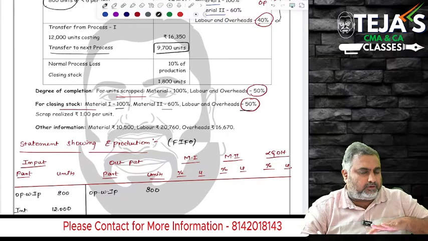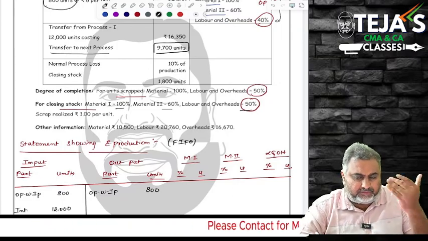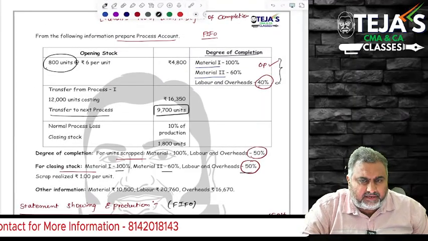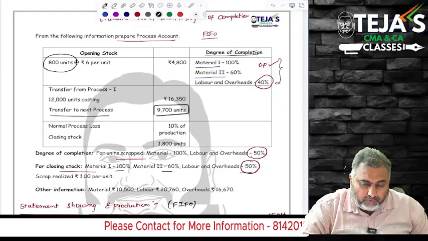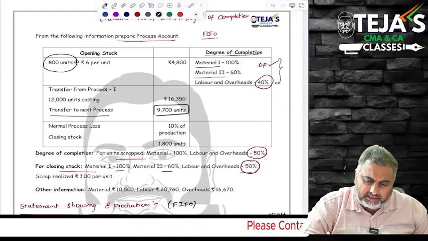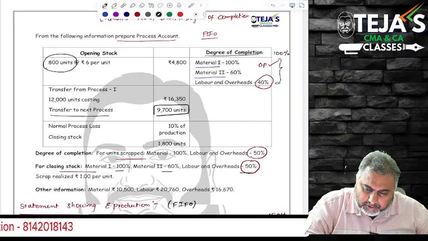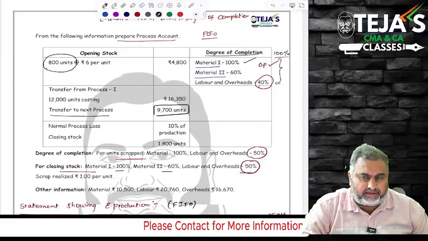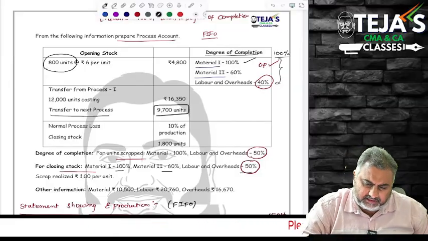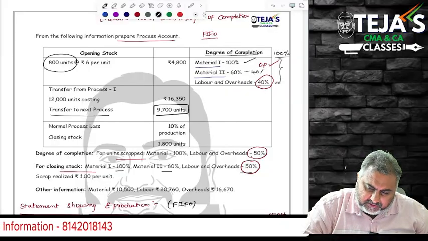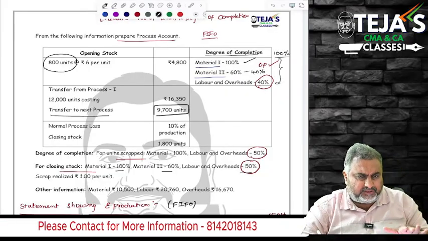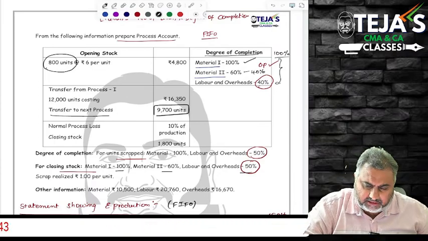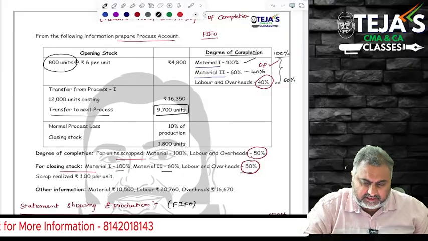For this closing work in progress, the degree of completion is what you will write down for the opening part. That means these are all already completed degrees of completion. If you want to transfer to the next process, it should be 100% complete. Which one? The opening part. Material 1 is already 100% completed, you don't need to finish any percentage. Material 2 is already 60% done, you are supposed to finish the balance 40%. Labor and overheads are already 40% finished, you are supposed to finish the balance 60%.